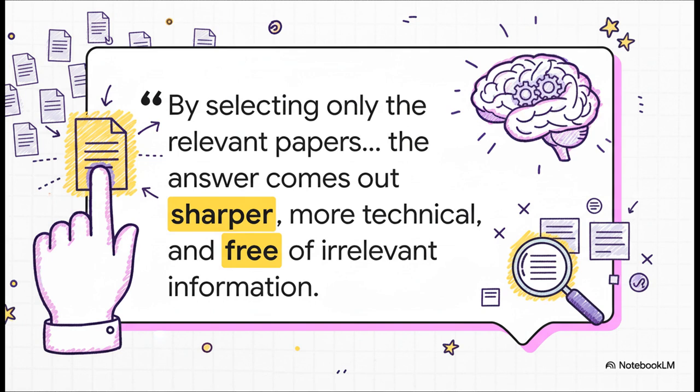You just uncheck everything, and then you select only the few sources, maybe 2 or 3, that are most relevant to your specific question. You're giving the AI a focused lens to look through. And the result? A much sharper, more technical, and way more relevant answer. That is what we mean by surgical control.